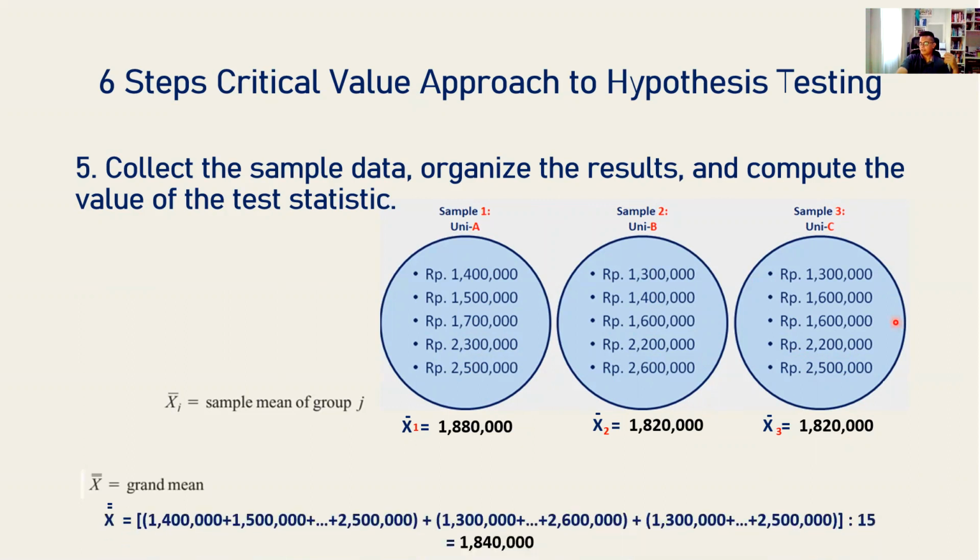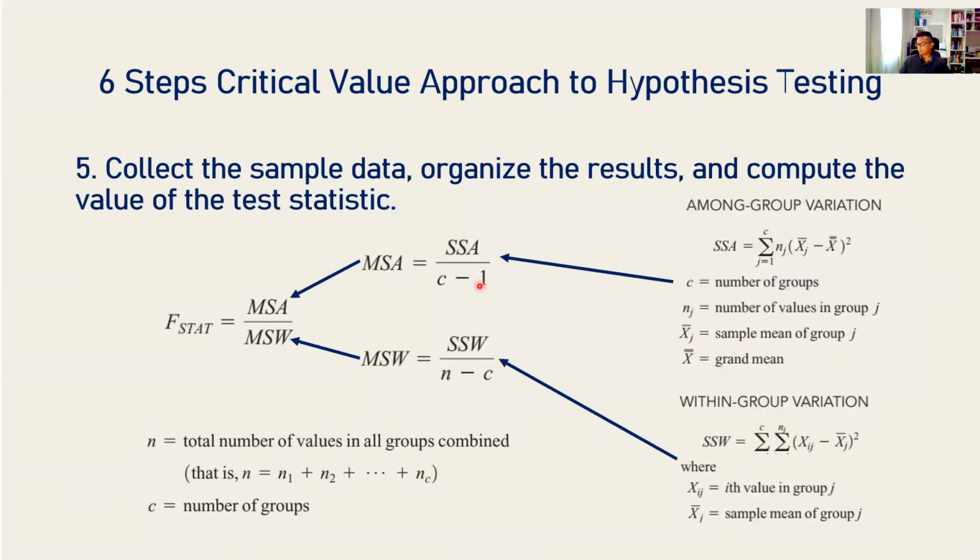Here, 1.4 plus 1.5 plus 1.7, and so on. In principle we make a summation of all the values and divide it by the total number of respondents, and then we got the value of 1.84. All right. After we have the sample mean of each group and the grand mean, we go back to the formula.